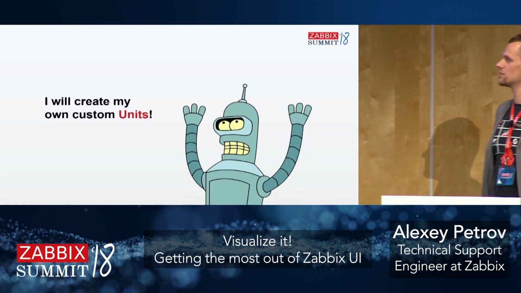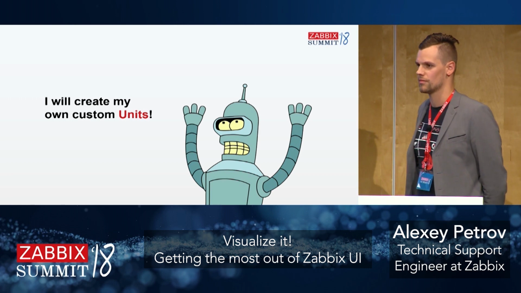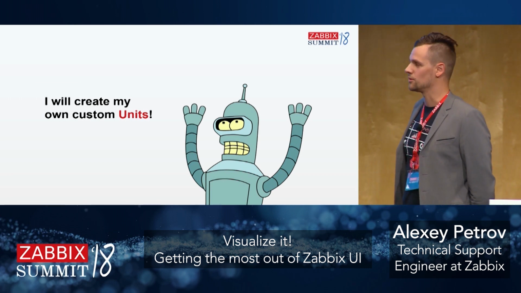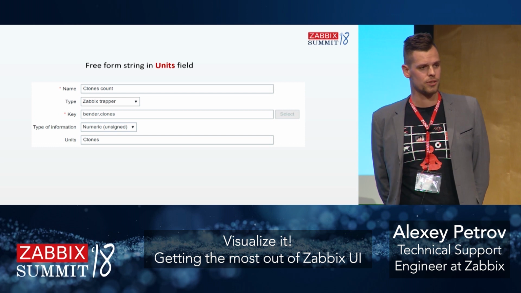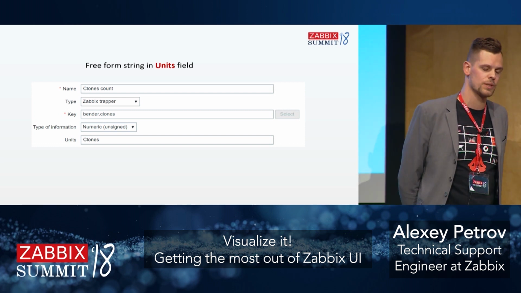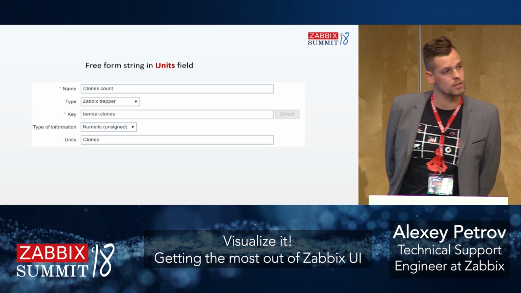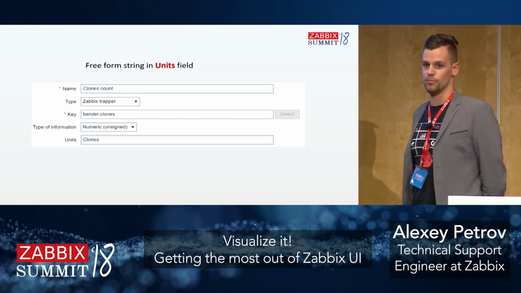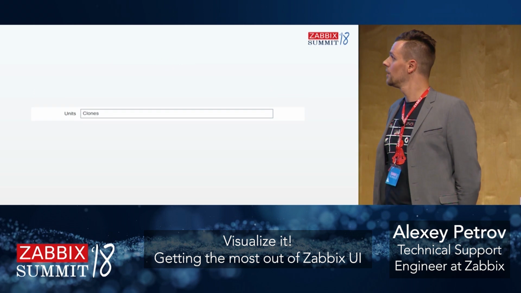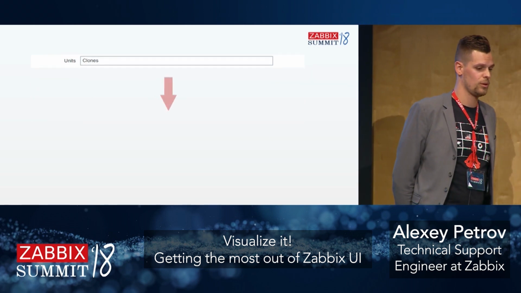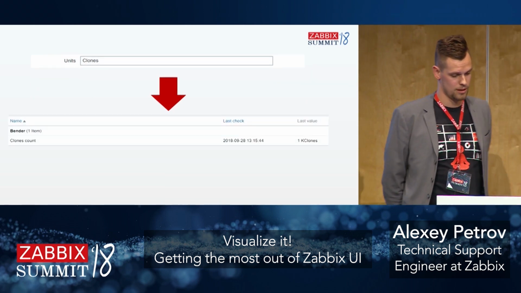Whoa, Bender again wants to create its own custom units. With Zabbix, it is possible. Just enter in the units a free-form string, and it will be automatically applied. And of course, the conversion to kilo, mega, giga, and etc. will be applied as well.